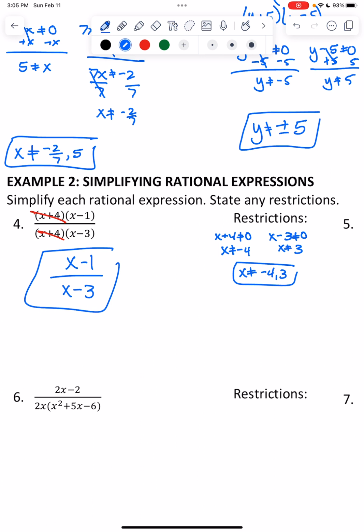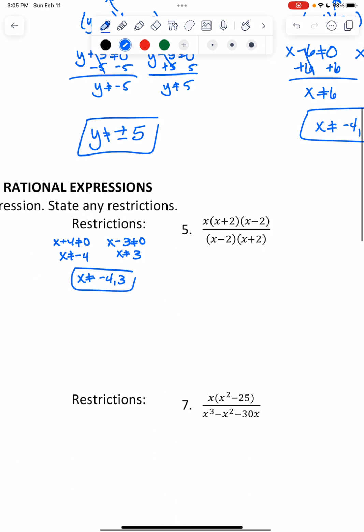Okay? We cannot cancel out the x's, because they're part of a subtraction, part of a difference, right? We have to be able to cancel out the whole factor, not just pieces of it, okay? So that's our answer there.